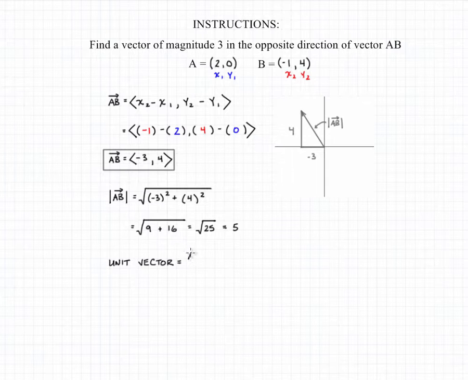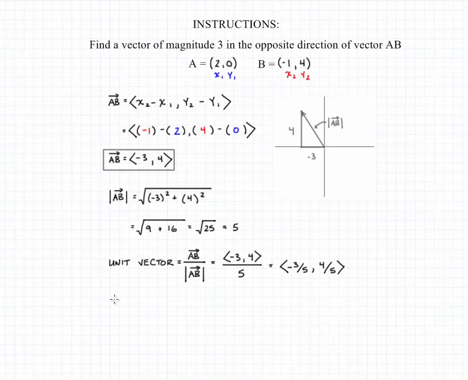From here, what we can do is find a unit vector in the same direction as our vector by taking our original vector AB and dividing it by the magnitude that we just determined. So we'll take -3, 4, and we're going to divide that by 5, which will give us a new vector, the unit vector in the same direction, -3 over 5, 4 over 5.